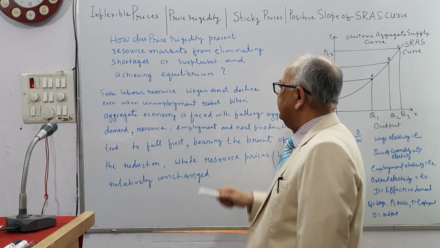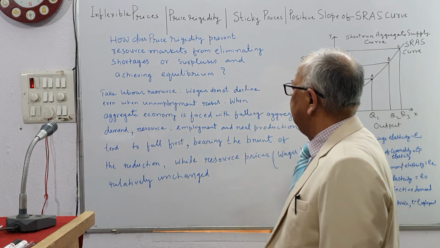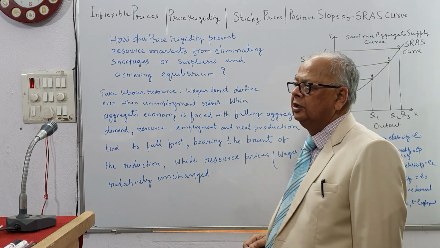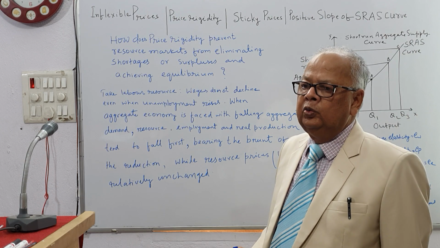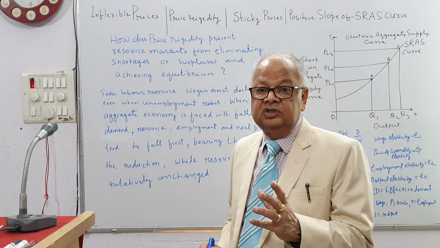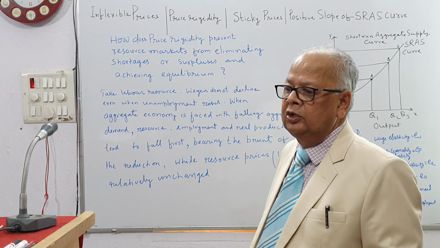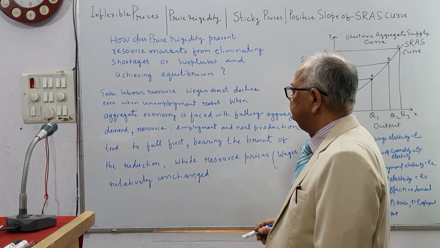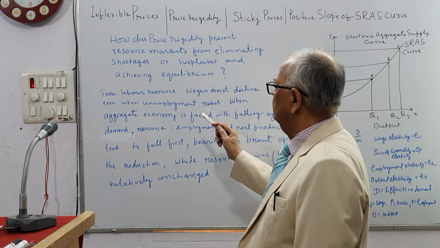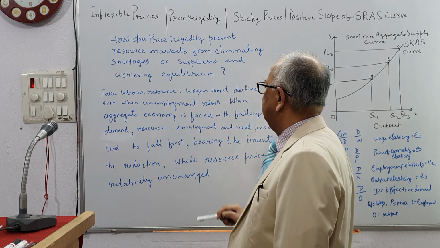Wages do not decline even when unemployment rises. This is called wage rigidity. Wage rigidity is a very important term which is the basis of the positive short-run aggregate supply curve. Wages do not decline even when unemployment rises.